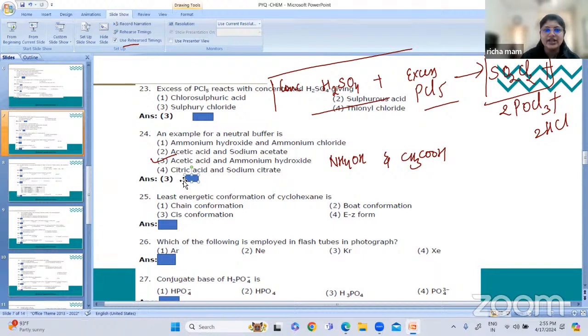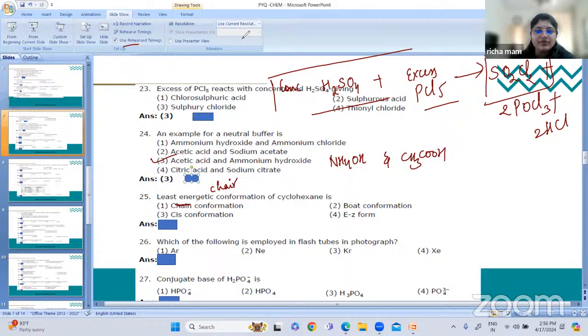This is not chain, okay? It is chair. Okay, do this correction. This is a chair, not chain. We don't use any chain conformation, right? When we are writing the conformations of the compounds, okay? So at that time we are going to use either the cis and trans form, that is cis conformation, or we are going to form the boat or the chair form. Okay, so this is chair, not chain. It is a chair conformation.